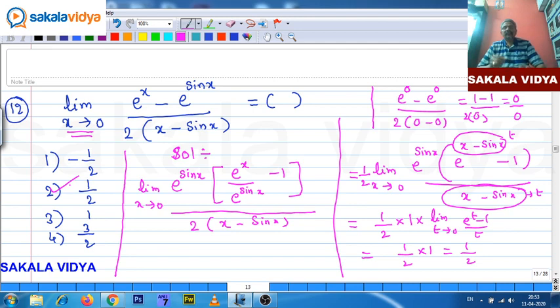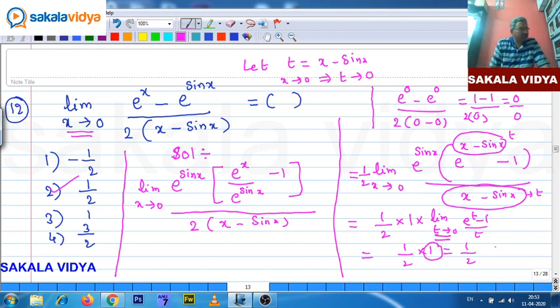See, very simple actually here. Let us say t is equal to x minus sin x. For example, x approaches to 0, then t also approaches to 0 minus 0. That is what I changed here: limit t tends to 0, e power t minus 1 by t. That is 1, half into 1, half. Okay.